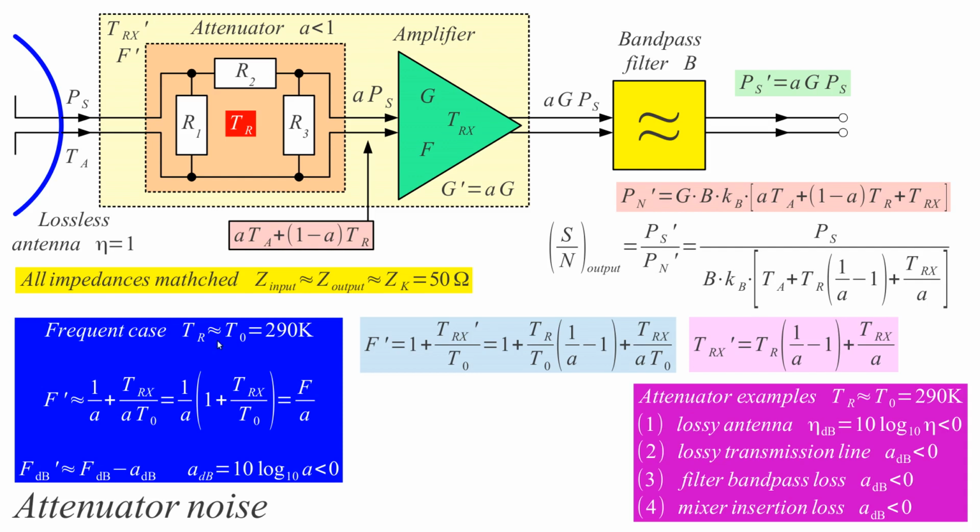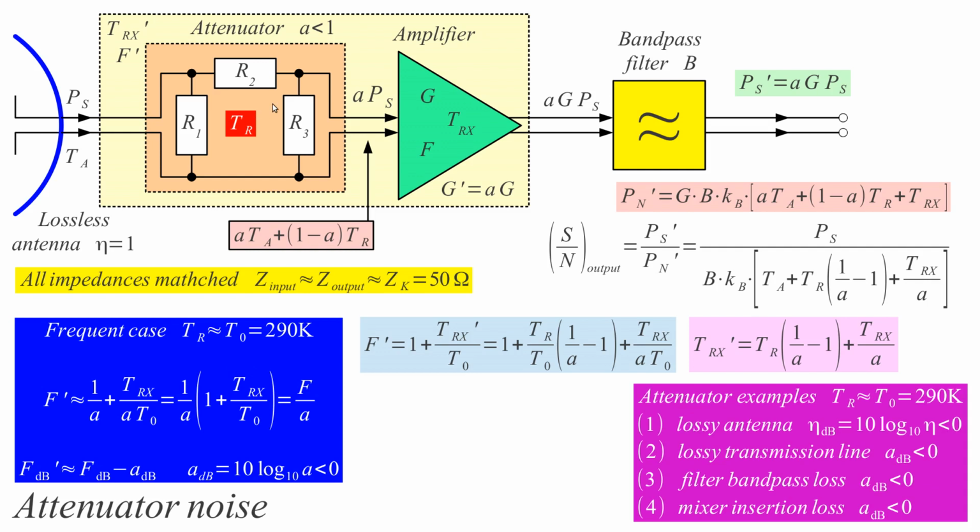And if we put TR equal to T0 in our equation here, then this equation simplifies much. We see that the minus 1 and minus 1 disappear, and in the first term we have 1 over A and TRX over A times T0. So if I put the factor 1 minus A in front, I get just the noise figure of our receiver.